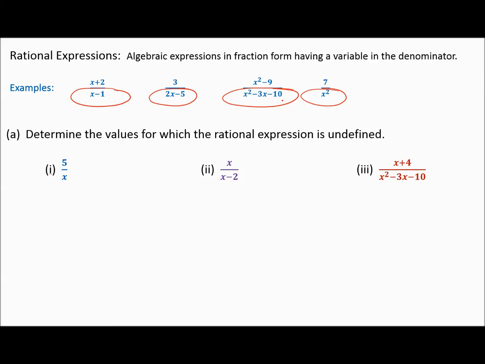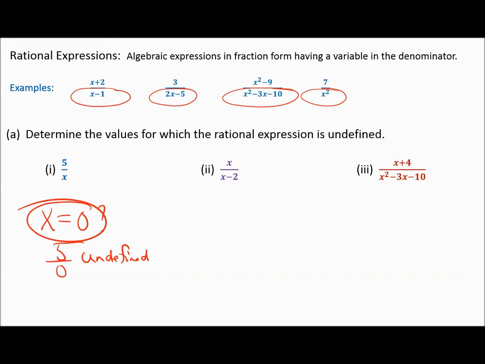A, determine the values for which the rational expression is undefined. Now when we look at this first example, number 1a, 5 over x, what if x were to equal 0? Well, that would give us 5 over 0, which means the expression is undefined. We can't divide by 0. We all know that, right?